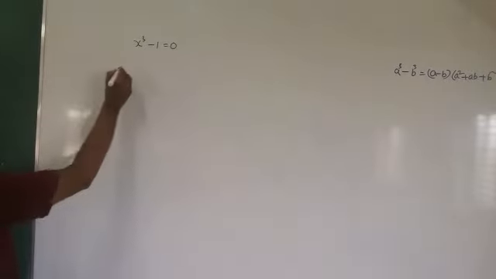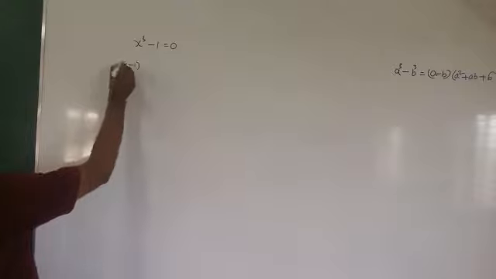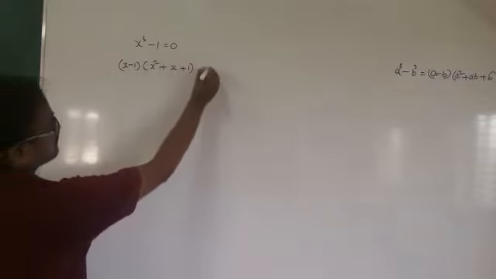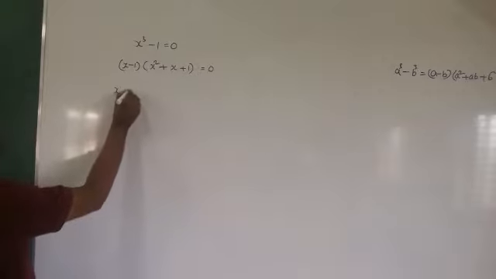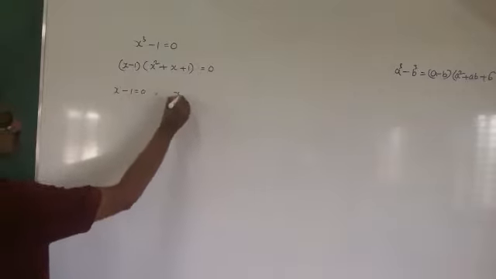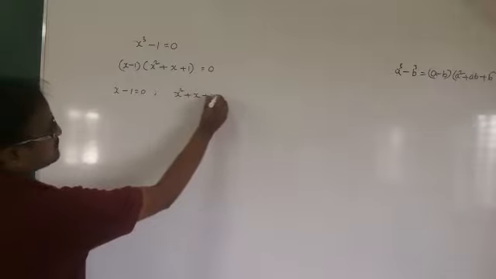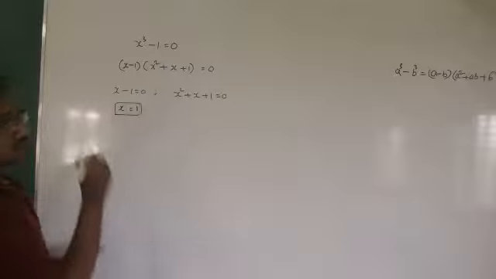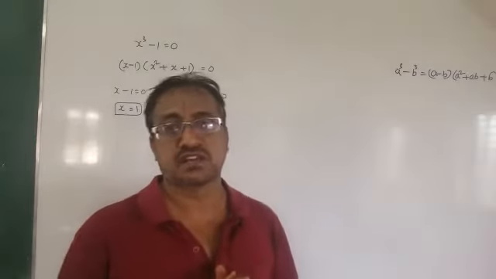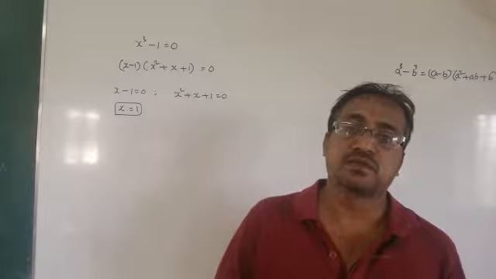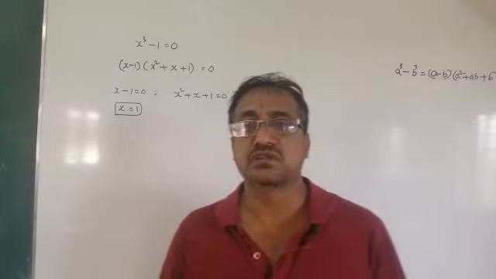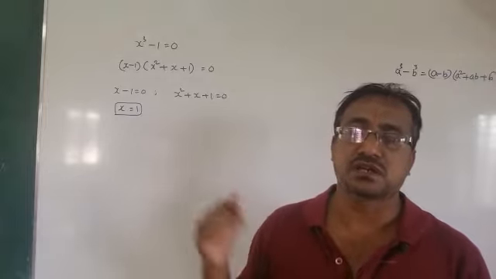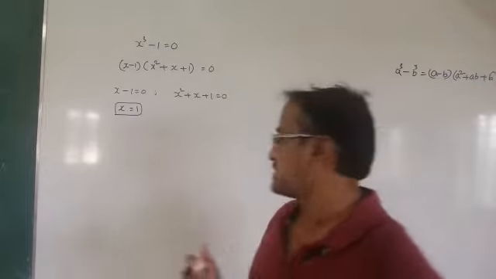So x cube minus 1 equal to 0 can be written as (x minus 1)(x square plus x plus 1) equal to 0. So the roots are x minus 1 equal to 0 and x square plus x plus 1 equal to 0. So x is equal to 1 is one root of that cubic equation. It is a cubic equation, so it has 3 roots. The remaining 2 roots are the roots of this equation. Let us find the roots of that equation.